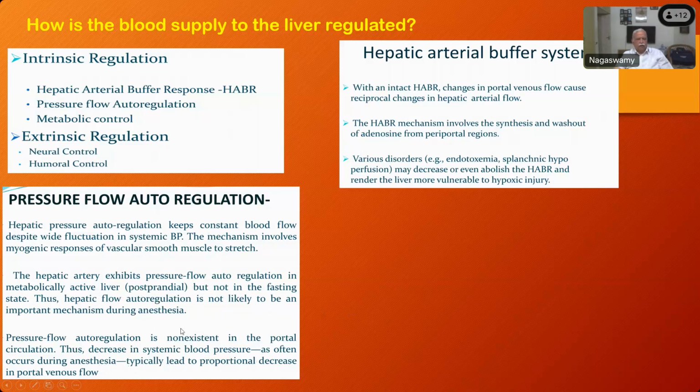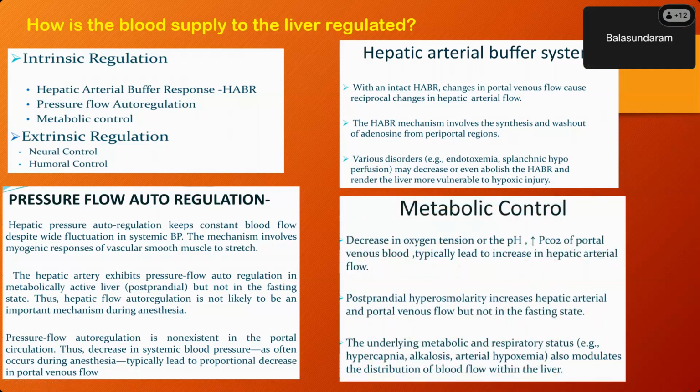Because it is not auto-regulated. So whenever under anesthesia, if there is a drop in blood pressure, it is the portal venous blood flow that will be affected, and that will be compensated to some extent by the hepatic arterial buffer response. Whereas per se, the hepatic arterial flow will not be affected in anesthesia because the stomach is not full, it is empty. Okay, is it clear? Yes, sir.